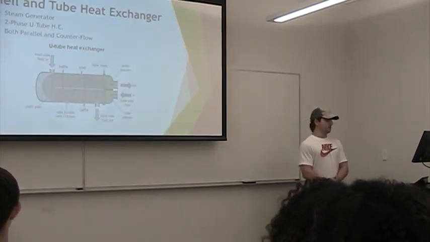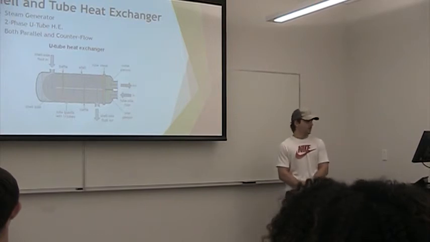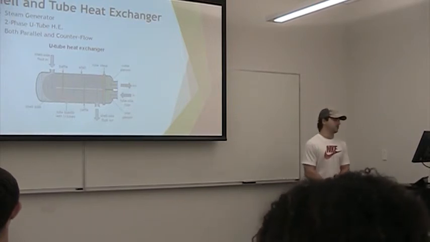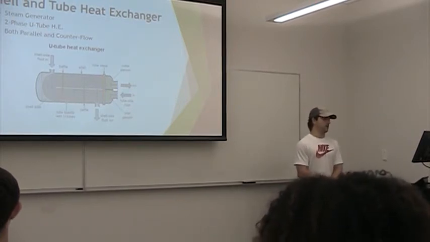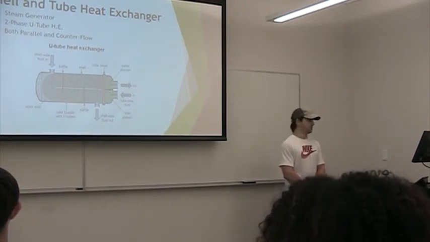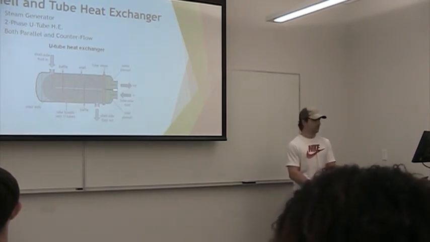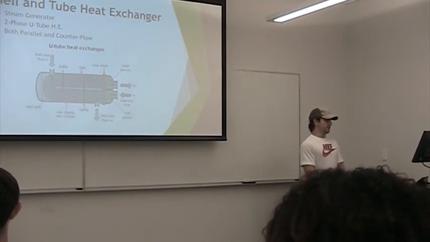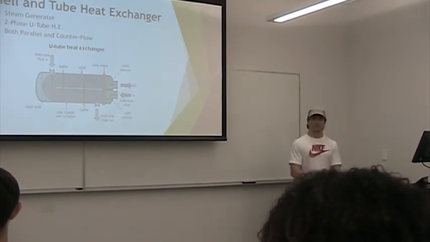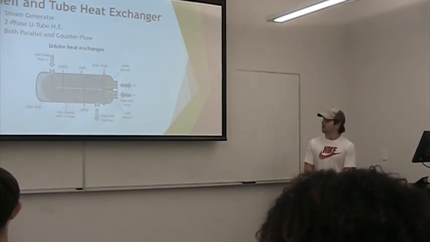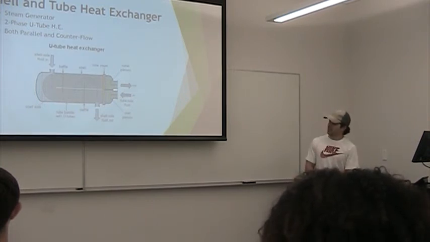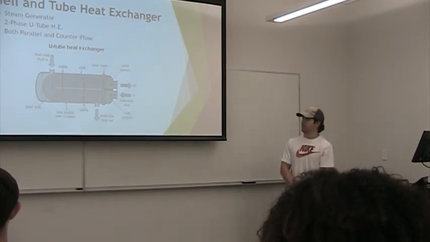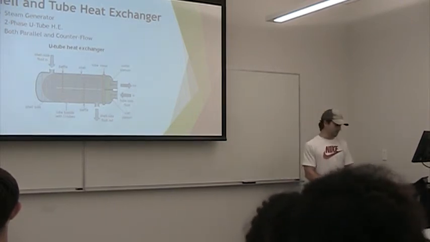So the first example is a U-tube heat exchanger, and this one is a two-phase U-tube heat exchanger. A good example is a steam generator, and this example has both parallel and counterflow. As you can see, when the fluid comes in the bottom, the other fluid is coming in the top, and it's initially counterflow, and as the fluid circles around, it becomes parallel flow again as it exits.